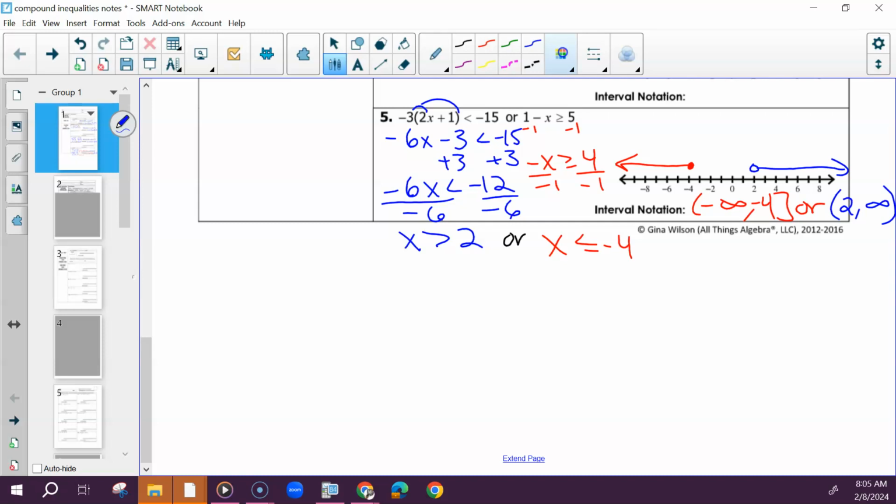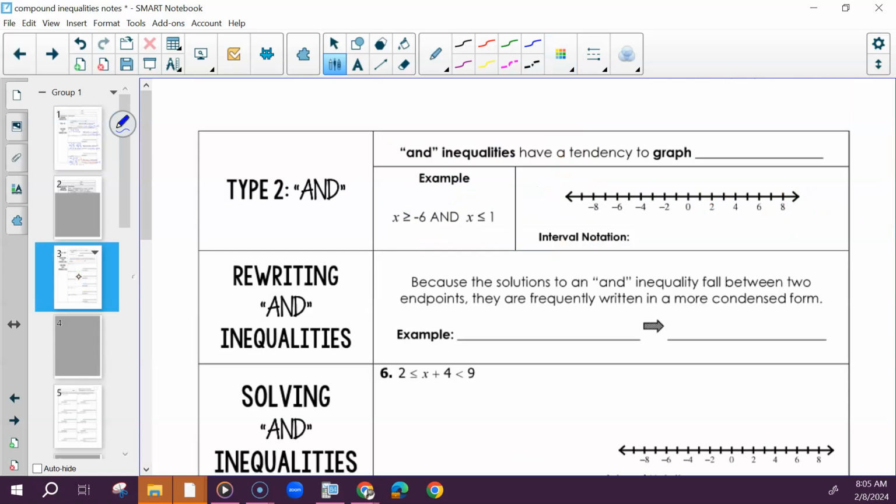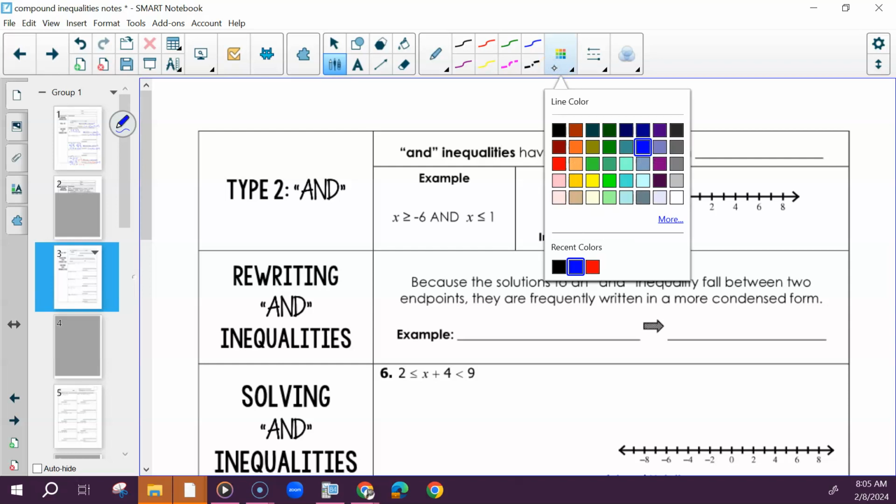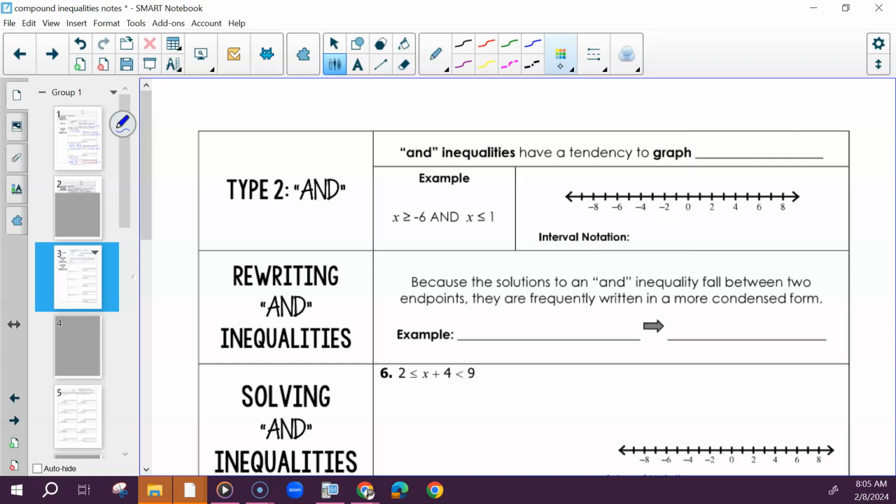Now go on to the back. We talk about and inequalities. Everything we just did is now going to be the opposite. Instead of solving it separately and graphing it apart, now we're going to solve it together and graph it together. So everything has a tendency to graph together.